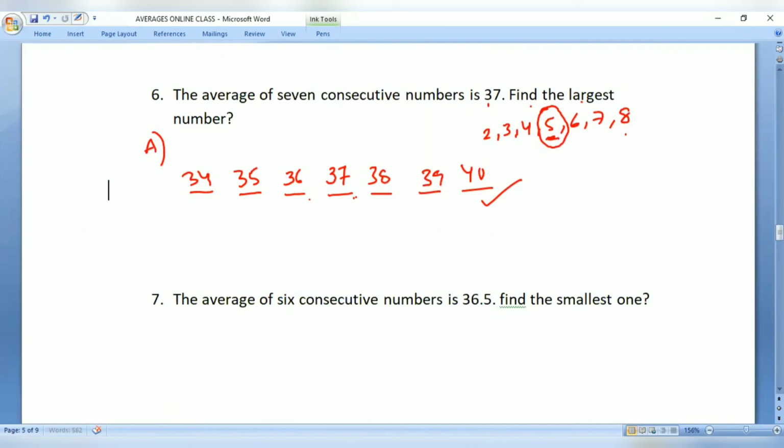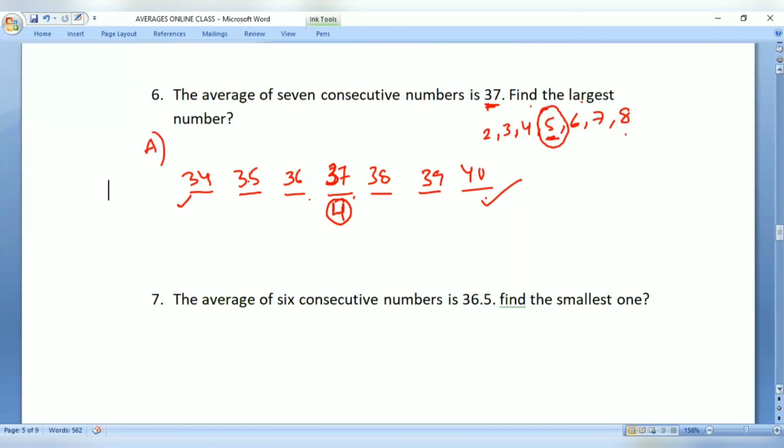I have identified 7 places. The average is 37, that is what they are saying. Find the largest number. When 7 positions are there, what is the middle position? The fourth position will be the middle position. So I have written the value 37 here. Since they are consecutive numbers, before them 3 places, after them 3 places, I have written. So the smallest number is 34, the largest number is 40.